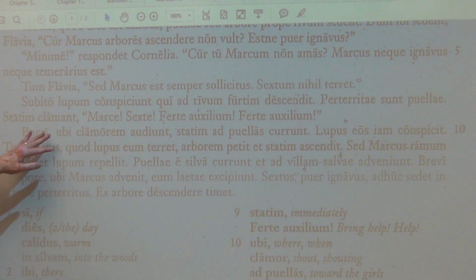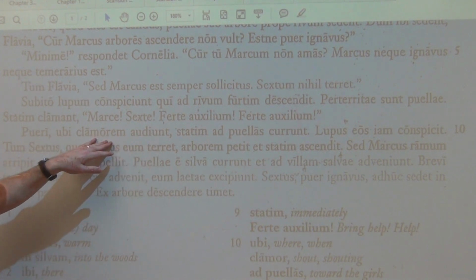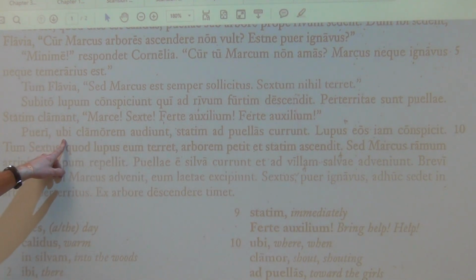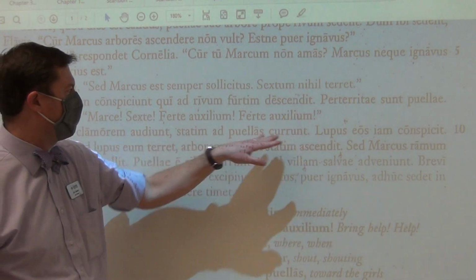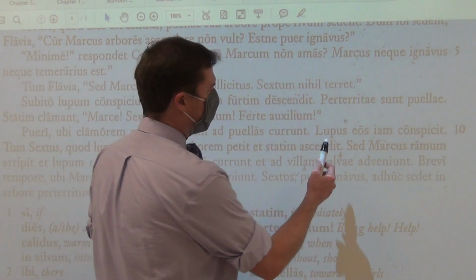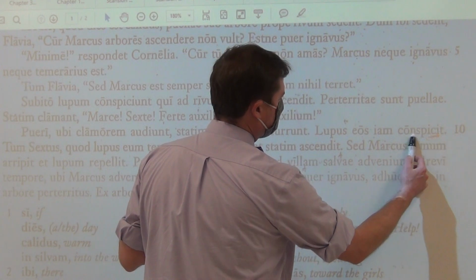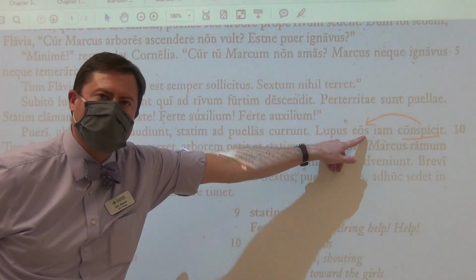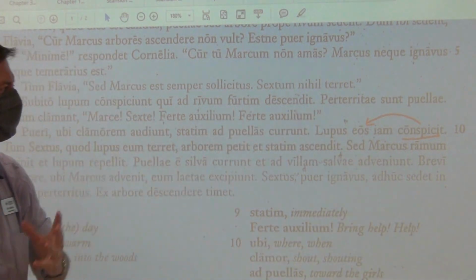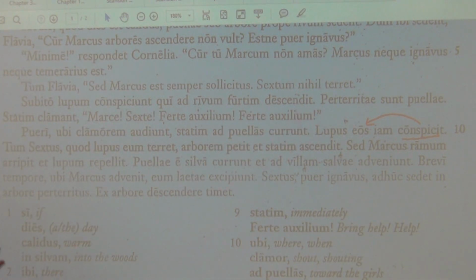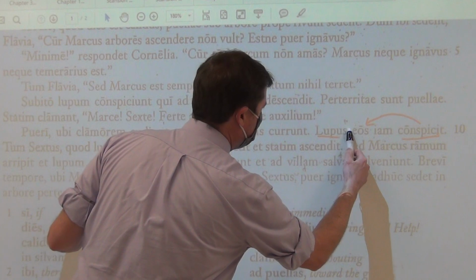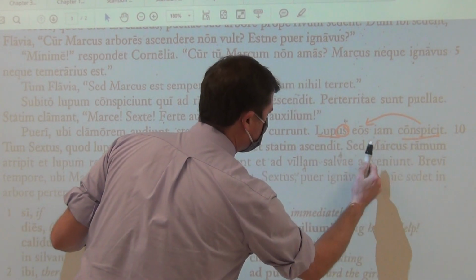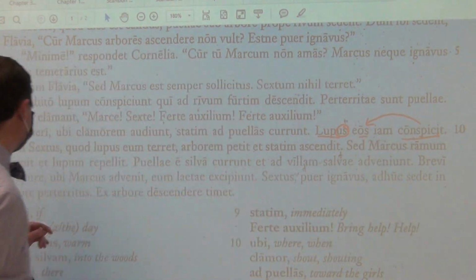The boys, when they hear the shout, ubi can mean where or can mean when. Immediately they run to the girls. The wolf now spots, catches sight of them. Accusative, long OS, do you see it? They receive the action. The wolf is the one doing the action. Nominative, the subject. Accusative, the direct object.